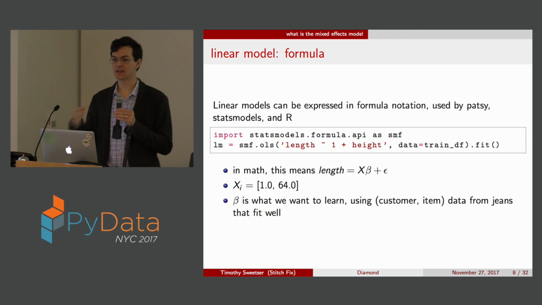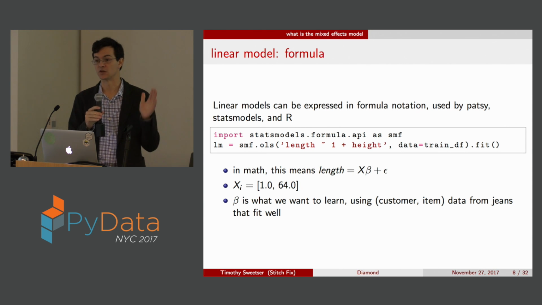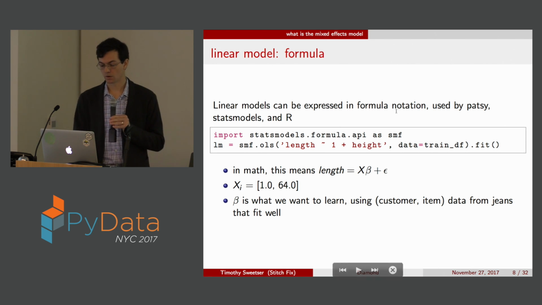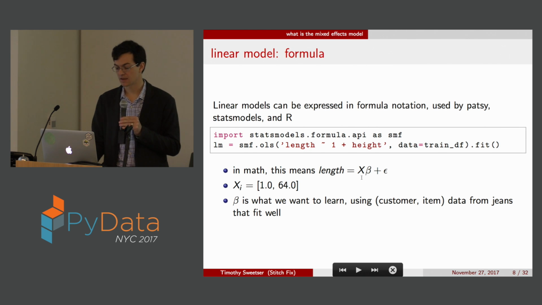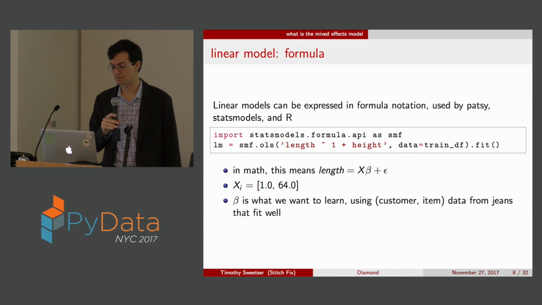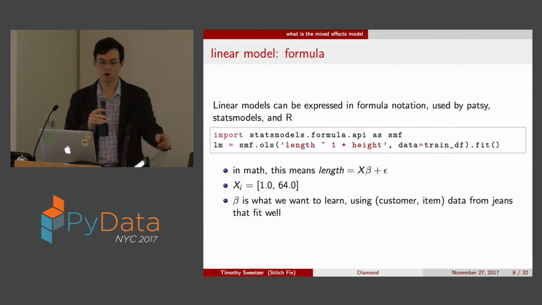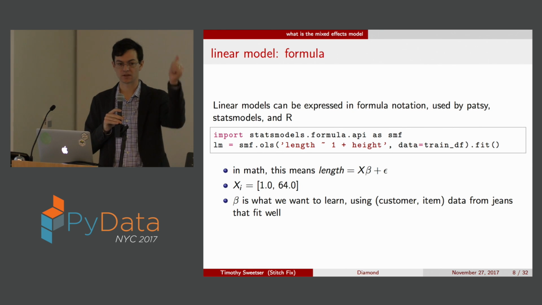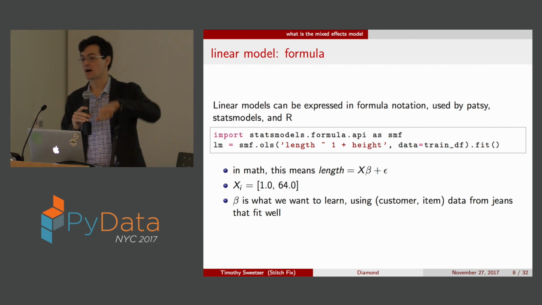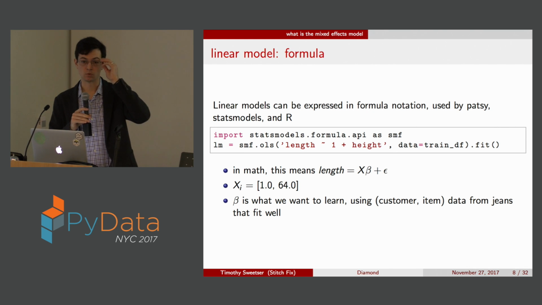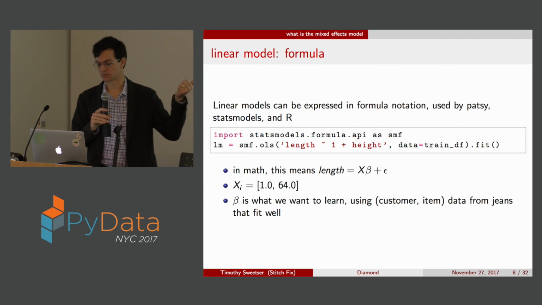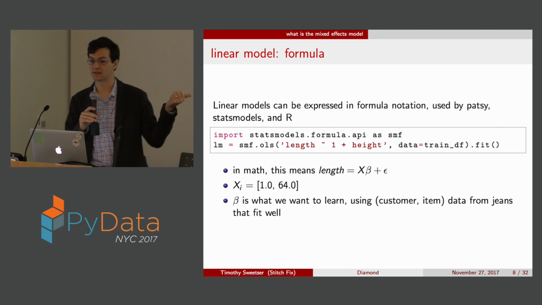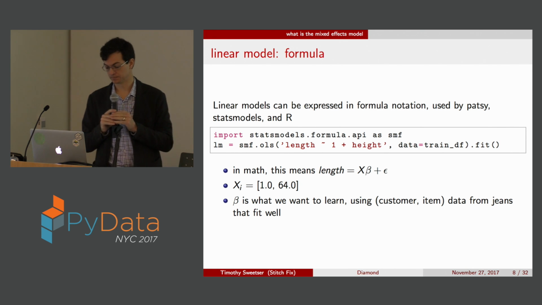So let's think about how we might fit the simple linear model, the one that ignores silhouette. We're going to model length as our X matrix times our unknown coefficients beta. A row of our X matrix is going to have an intercept, so that's the first column of X, and then the second column of X is going to be the woman's height. So this row that I drew randomly, this woman is 5'4" tall.